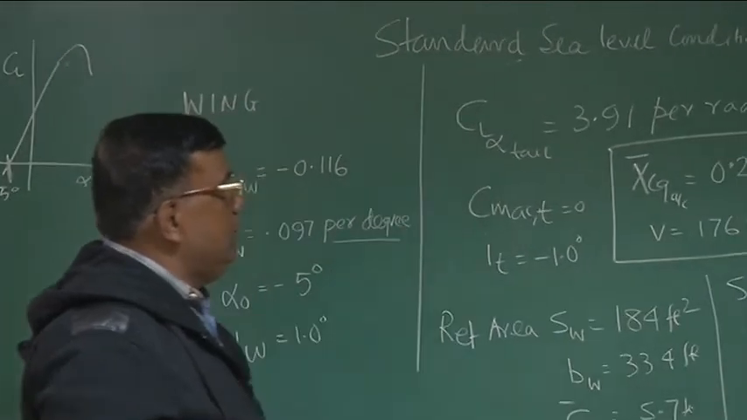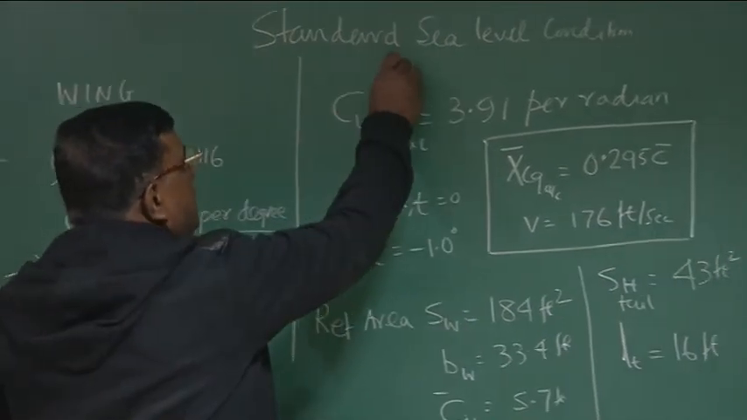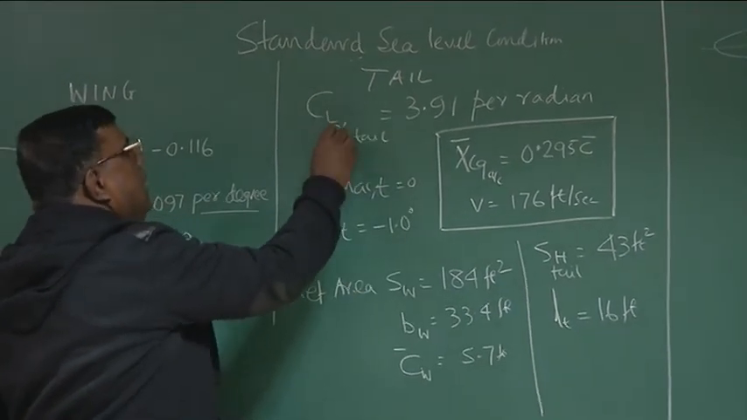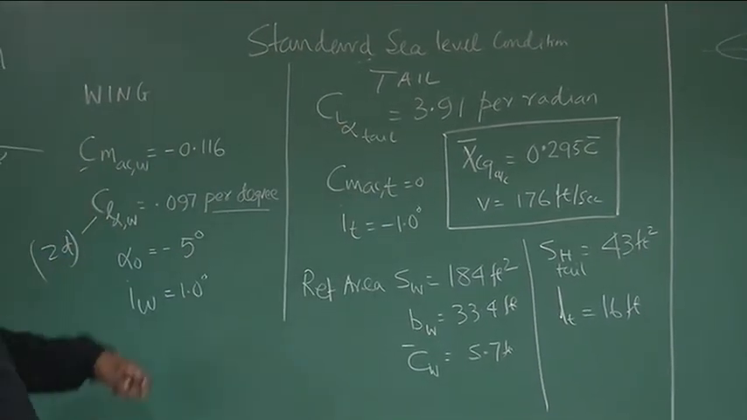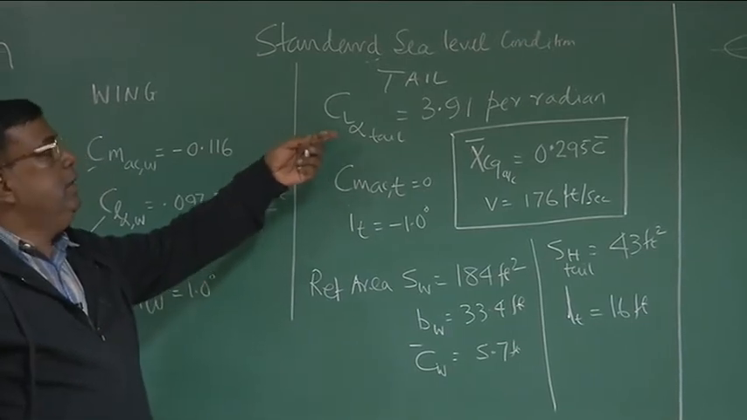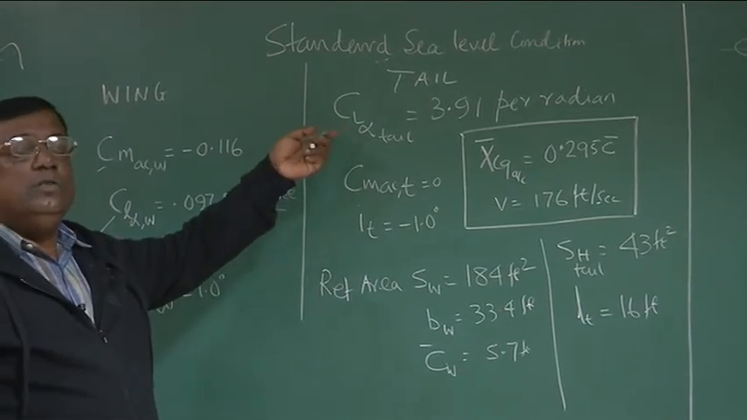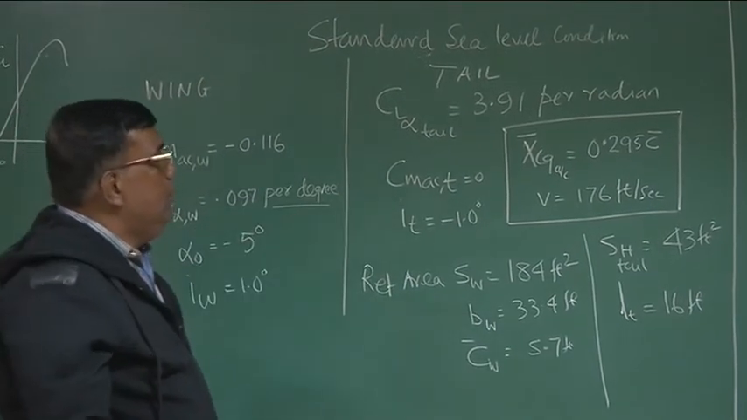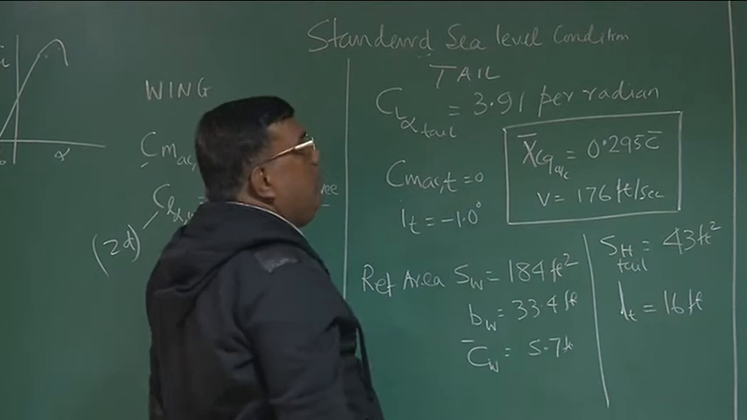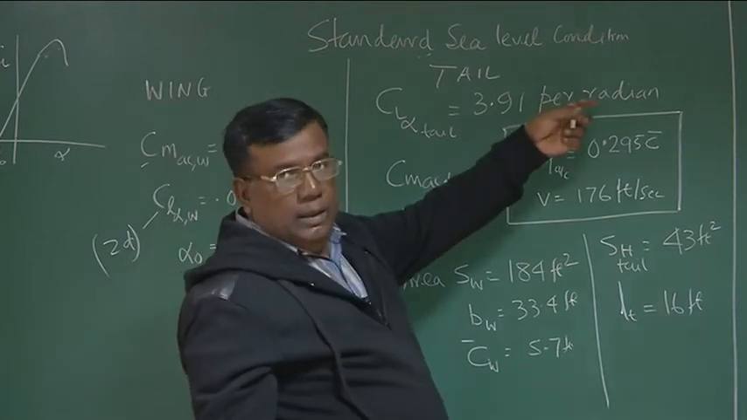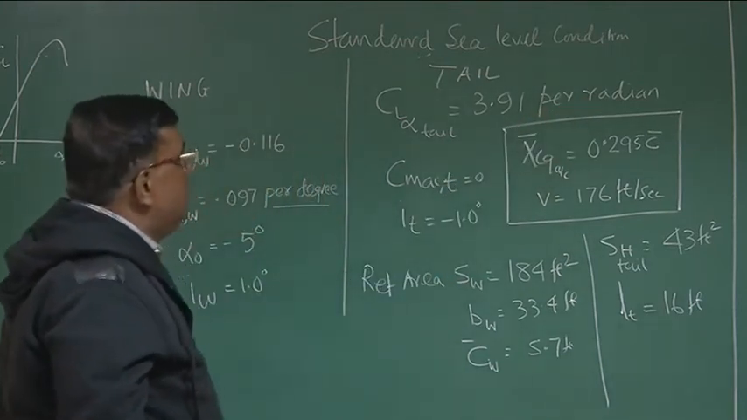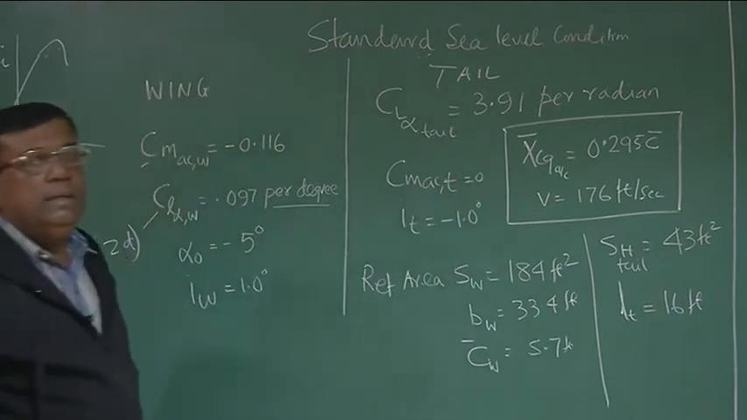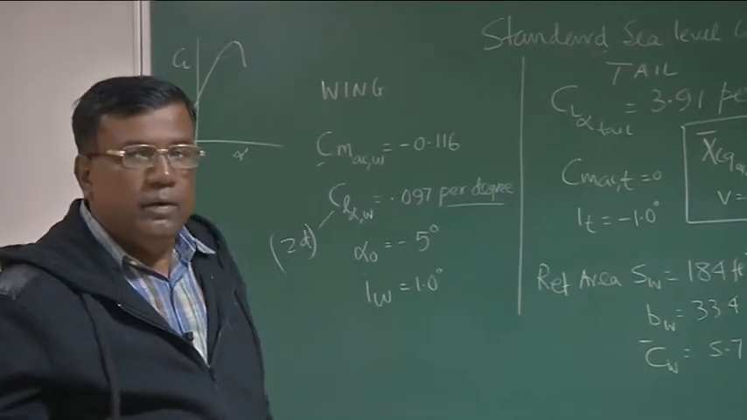Now come back to the tail. This is the tail portion. Let me write tail here. CL alpha, now you see it's a capital L alpha of tail. That means it is a 3D value. Already the 2D aerofoil value has been converted into a 3D value. So this is directly given as 3.91. Now it is given in per radian. Okay? So CMAC tail is given as 0. That means the tail aerofoil is a symmetric aerofoil.